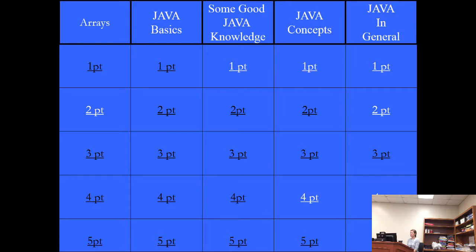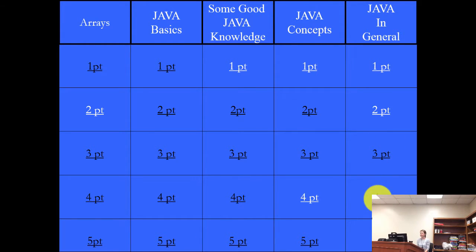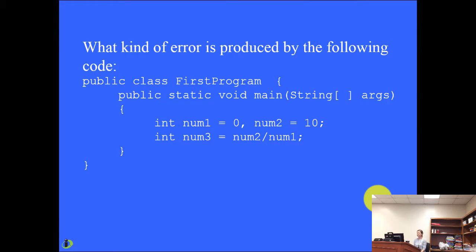All right, what kind of error is produced by the following code? No. What is it, Alejandro? Does anyone else know? Yeah, it's a runtime error. It is a runtime error. Why? Because we're writing 0. Good. Yeah. I will give you points for that.